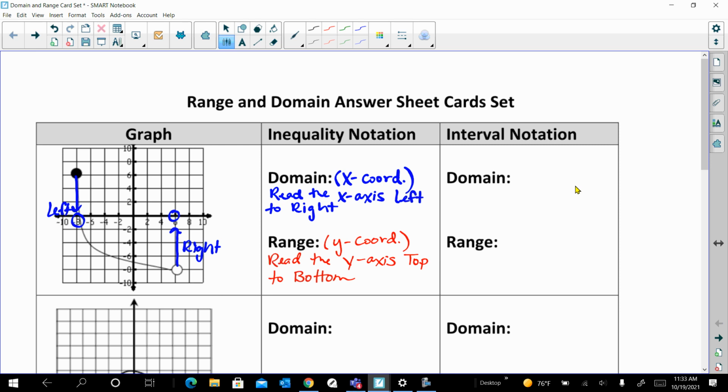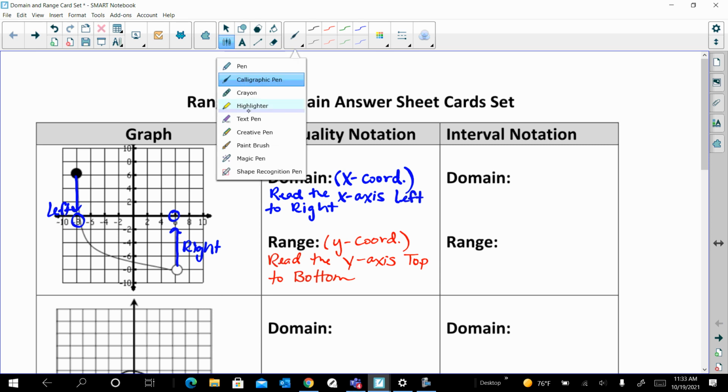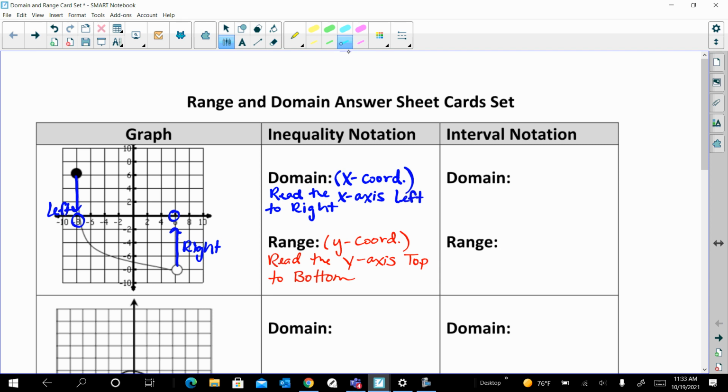So I just want the labeling done, because we kind of did this in our notes on the last one. When doing domain and range, domain is your x coordinate. So read the x axis, meaning we're reading the actual point or number on the x axis that goes from the left to the right of the graph. Okay.